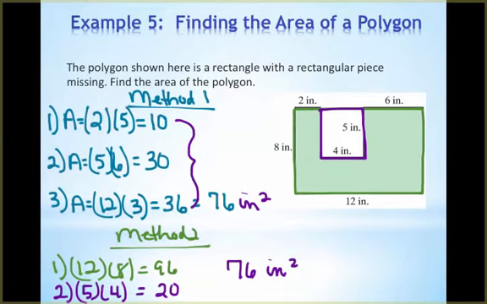So guys, notice that in both of these methods, we get the same area of 76 square inches. But in this case, method 2 is much quicker and easier to visualize, I think, than method 1. But both methods are correct.